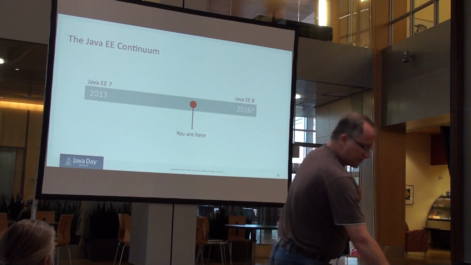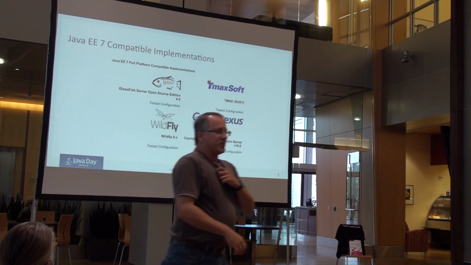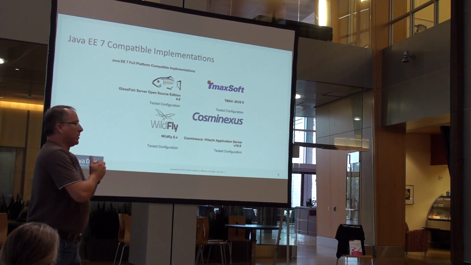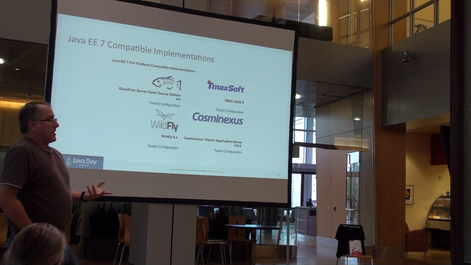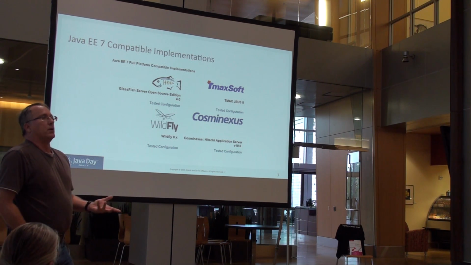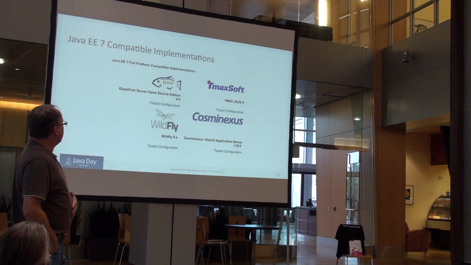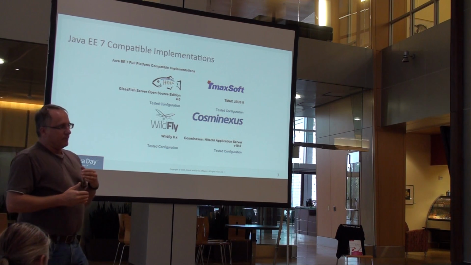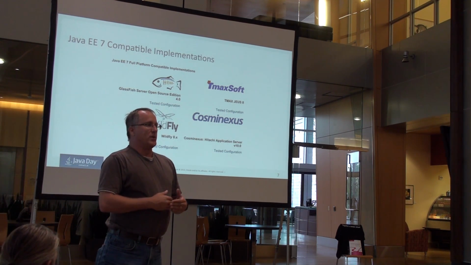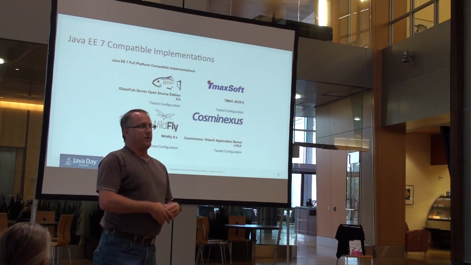In fact, let me give you some examples here. Since the announcement, we now have 4 Java EE 7 compatible application servers, right? And I suspect that at JavaOne this year, you're going to see more Java EE 7 application servers. The application server implementations always trail the standard, and it's a pretty feature-rich standard.